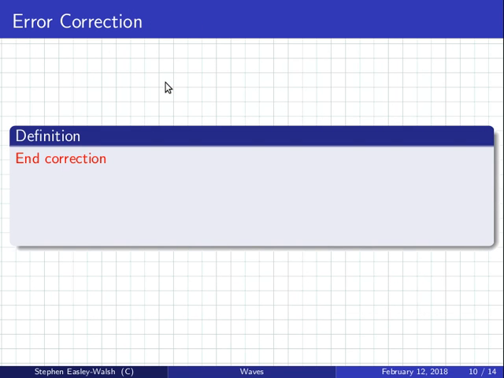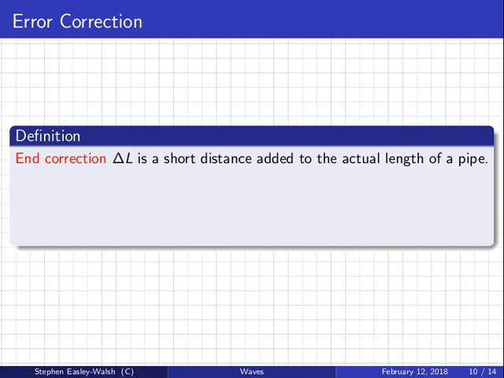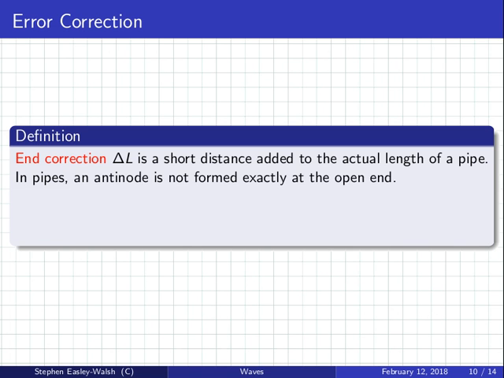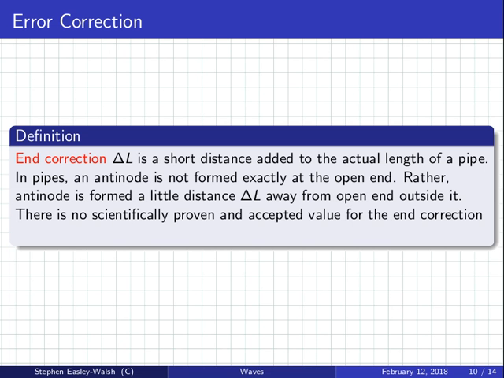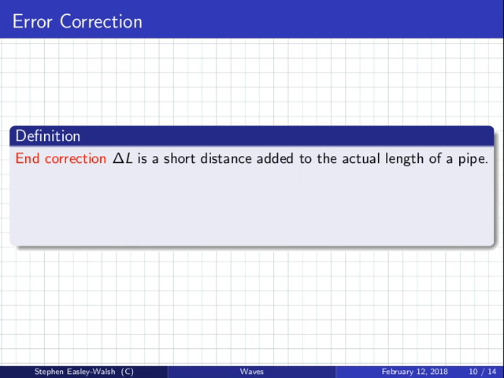Now, to be clear, what exactly is the end correction? I call it delta L. It's a short distance. It's only maybe like a centimetre. It's not that big. And it's added to the actual length of the pipe. In pipes, the antinode is not formed exactly at the open end. Rather, it's formed a little distance away from it. There's actually no exact formula for how big the end correction should be. You just need to write this, by the way. Okay, this is enough. Yeah.